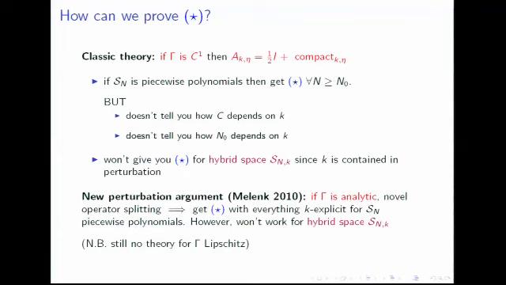Now, there's very recent work by Marcus Mellink on a new k-explicit perturbation argument. So if the boundary gamma is analytic, he's got a very, very clever operator splitting that gives you quasi-optimality for piecewise polynomials with everything k explicit.